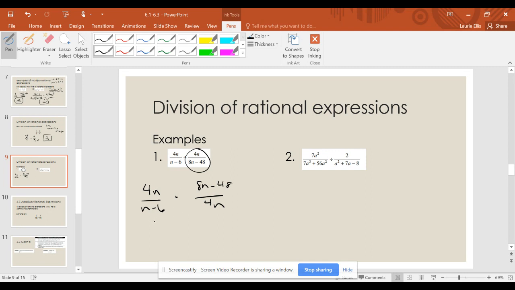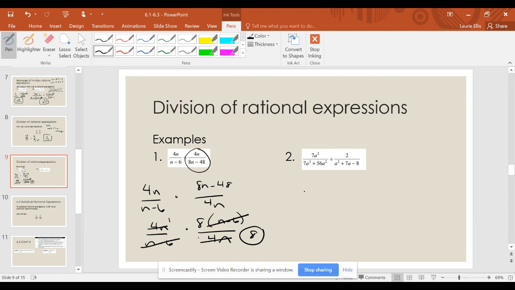Okay. All right. So this fraction, I don't see anything that I can reduce. I'm going to leave it. This fraction, I see a greatest common factor of 8. So 8 times n minus 6 over 4n. Okay, so the n minus 6 gets canceled with this n minus 6. This 4n gets canceled with this 4n. So our answer is 8. Okay, because these are both 1s.